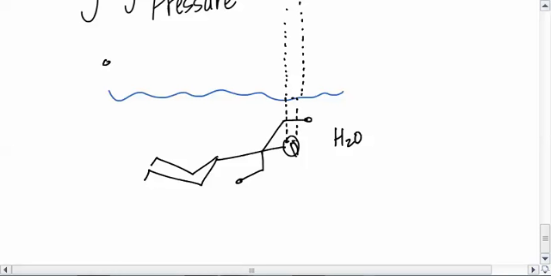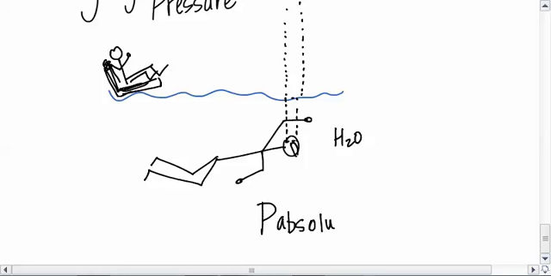So if you're hanging out on a raft, let's see if I can make a raft here, you don't feel any different. It's feeling good, because you're accustomed to this atmospheric pressure on you. But if I wanted to find the absolute pressure, I would need to add the pressure of the column of air plus the pressure of the column of water.